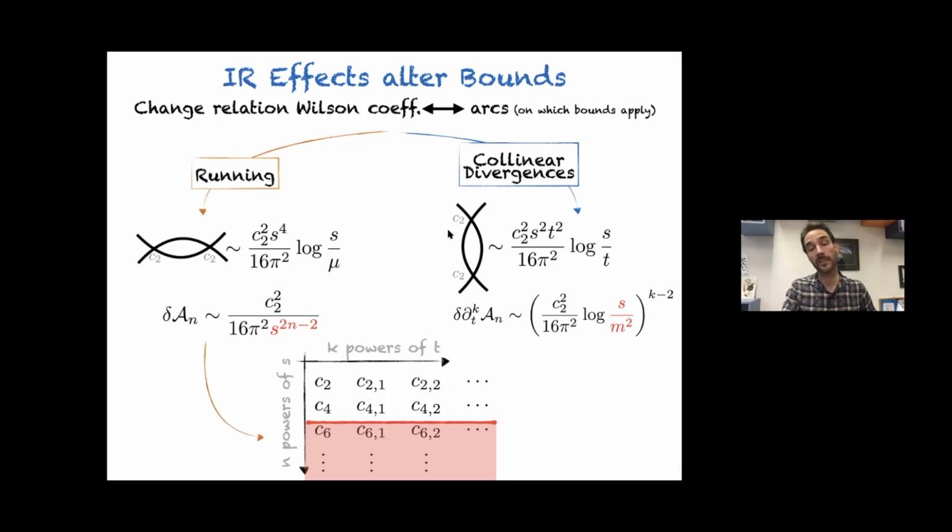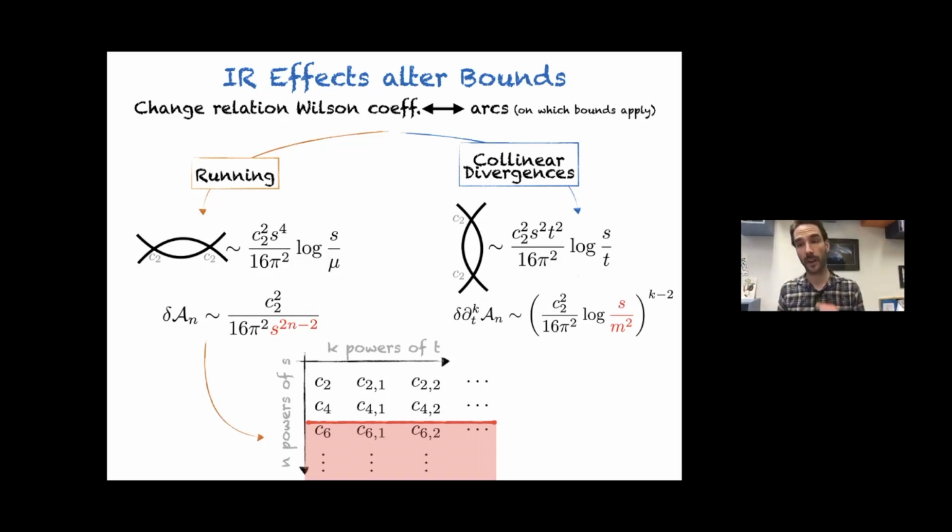Collinear divergences, instead, modify the t derivative of the arcs, so the bounds at finite t, because they always come with these powers of t. And in particular, when you have at least 2 derivatives, k minus 2, you will get a contribution which goes like log s over m squared, okay?